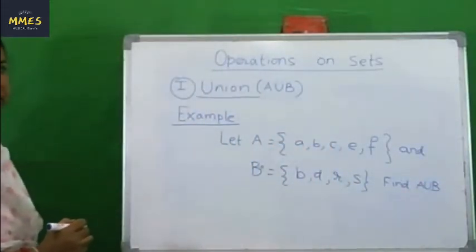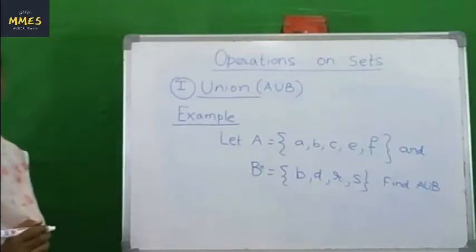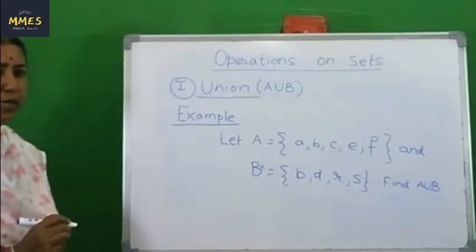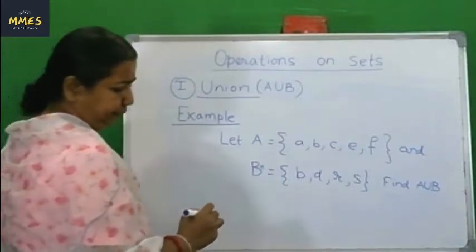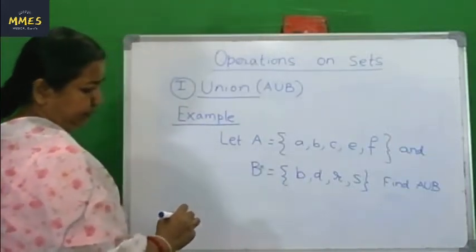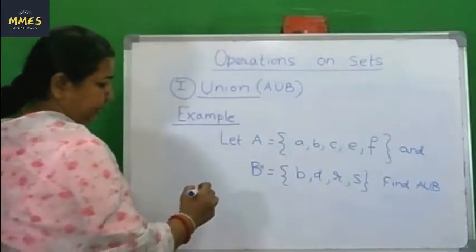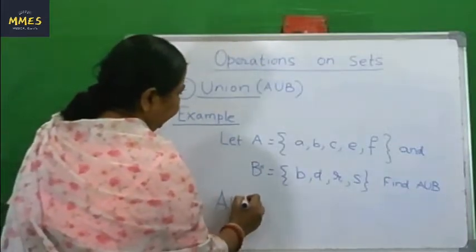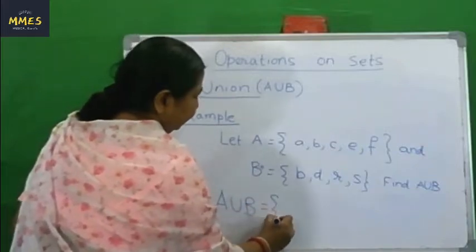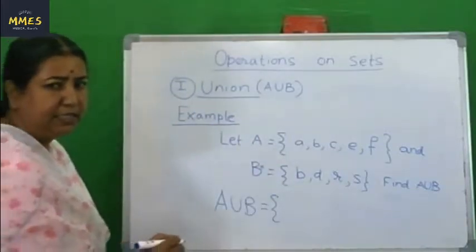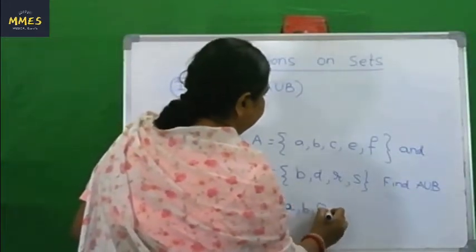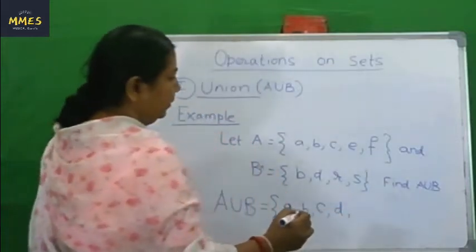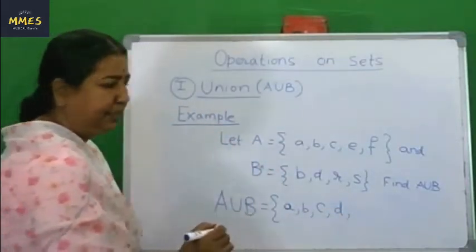The solution is, since A union B consists of all the elements that belong to either A or B or both, A union B will be equal to {a, b, c, d, e, f, r, s}.